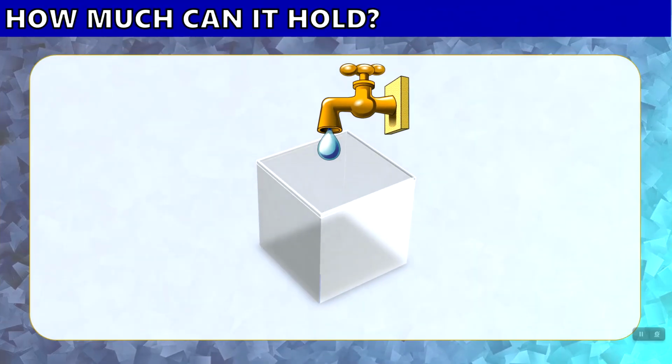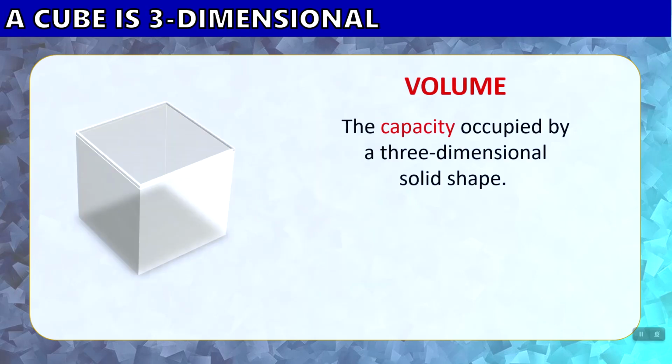Let's imagine that we had a cube and we were filling it up with water, and we wanted to know how much water it could hold. If we filled it up to a certain point, this would be known as the volume of water that we have put inside of the cube. And so the volume is stated as the capacity occupied by a 3-dimensional solid shape.